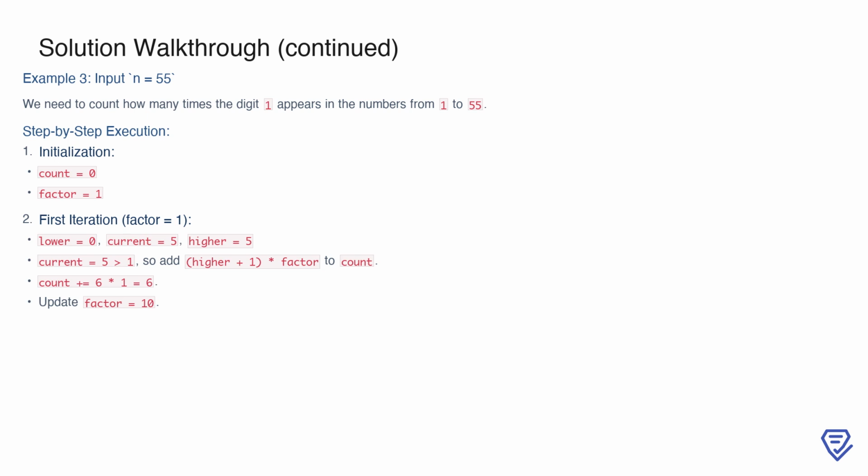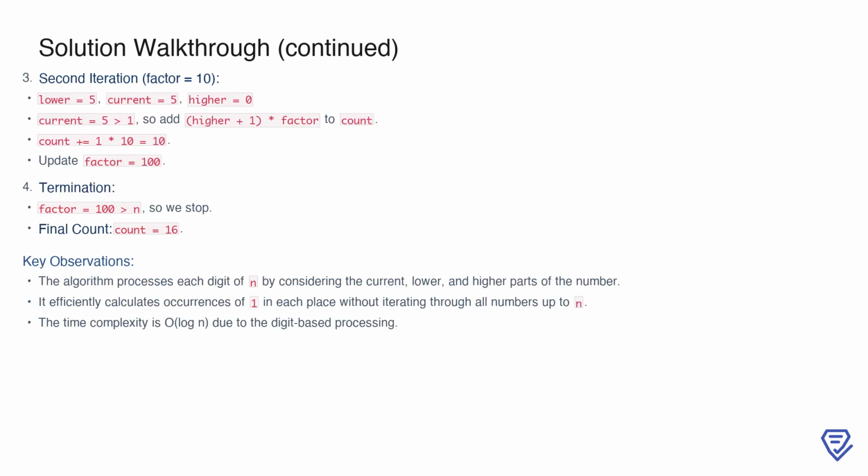We then move to the tens place by updating factor to 10. In the second iteration, with factor now at 10, we calculate lower as 5, current as 5, and higher as 0. Again, since the current digit is greater than 1, we add (higher + 1) * factor to count. This adds 10, making the total count 16. At this point, we update factor to 100. Since factor is now greater than n, the process terminates. The final count of digit 1 in numbers from 1 to 55 is 16.